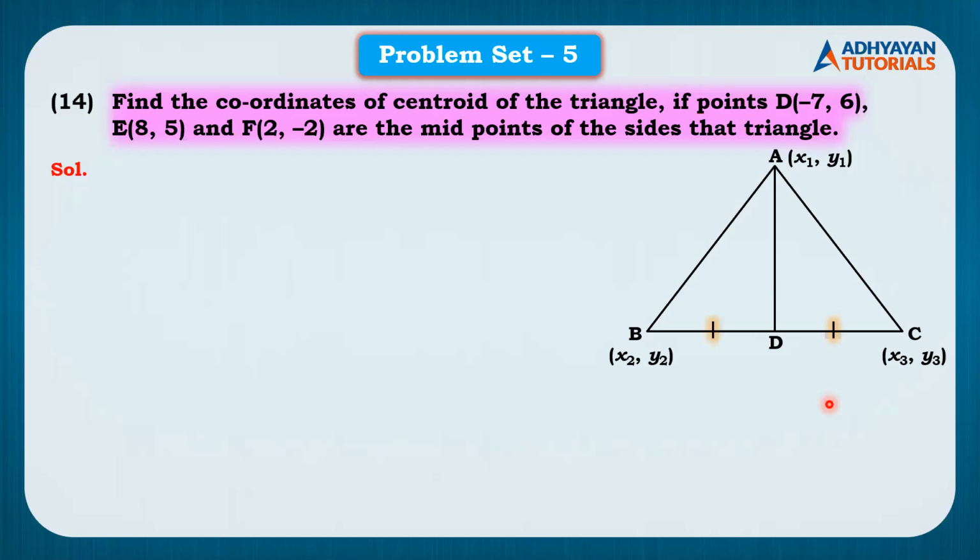Now, no need of drawing AD first of all. If we directly take D, we'll understand why AD is required. So D is the midpoint of side BC, with coordinates -7, 6. Now E is the midpoint of, suppose, AC. So we have drawn BE. The coordinates of E are 8, 5, and F is the midpoint of AB, suppose we'll say. So the coordinates of F we know are 2, -2.